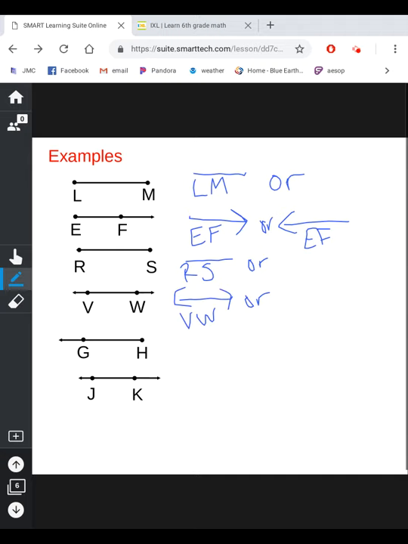And then here's another ray. So I have the ray, and it would be GH, and there's only one way to write that. And my last one is a line with my two arrows, and I can label it as line JK, or how else can I label it?